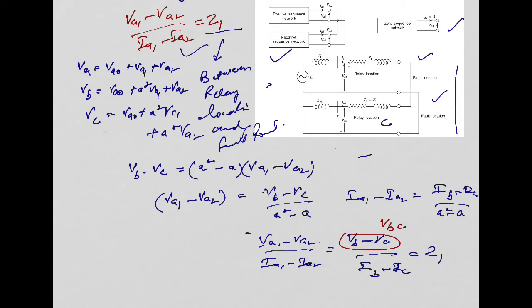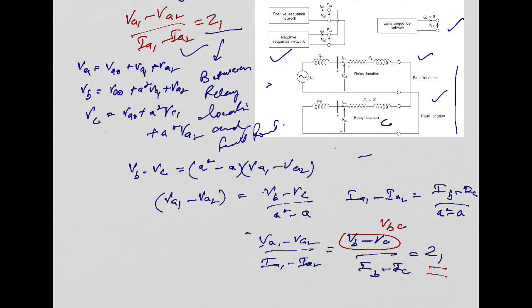Now a distance measuring unit with the voltage of VB minus VC, that is VBC, and the current of IB minus IC will measure the positive sequence impedance up to the fault point, Z1, in case of phase B to C faults, because we are considering B to C faults.